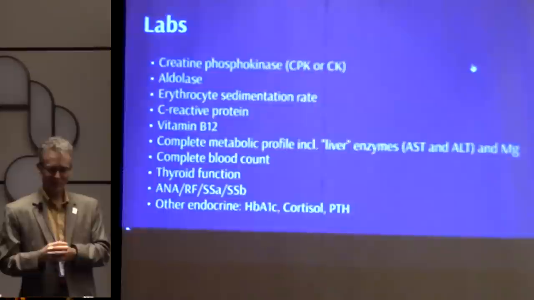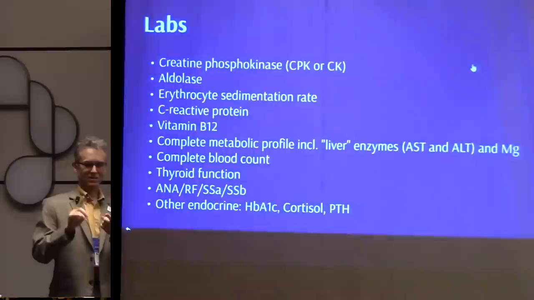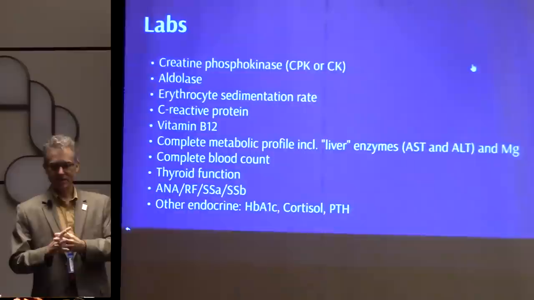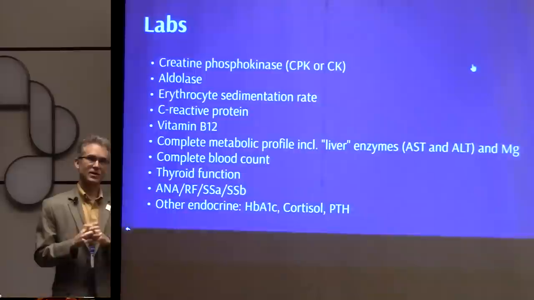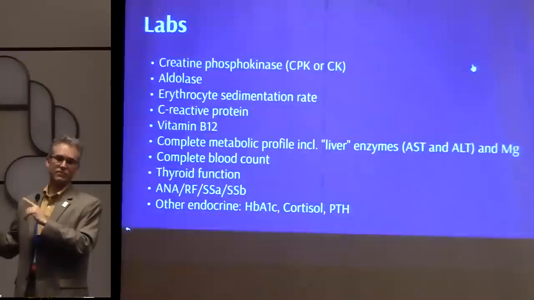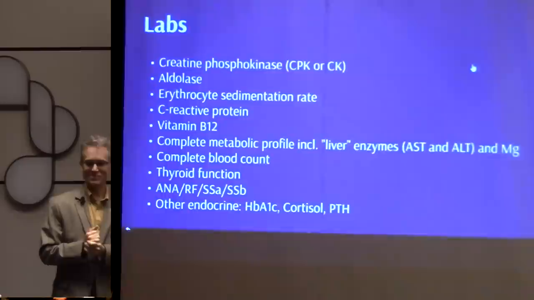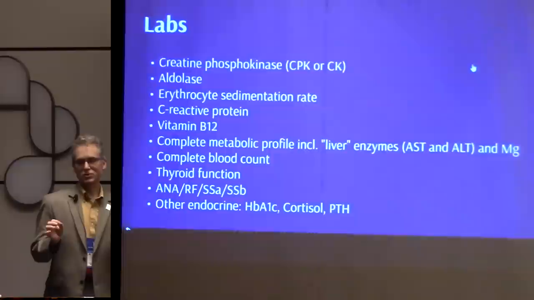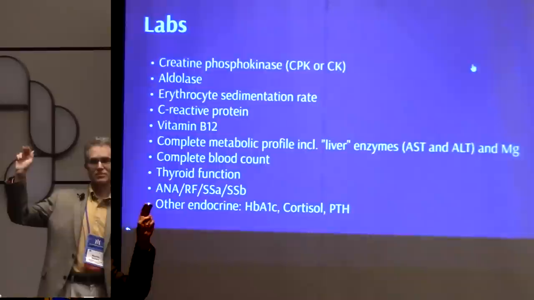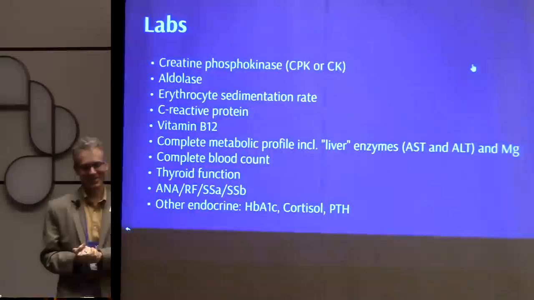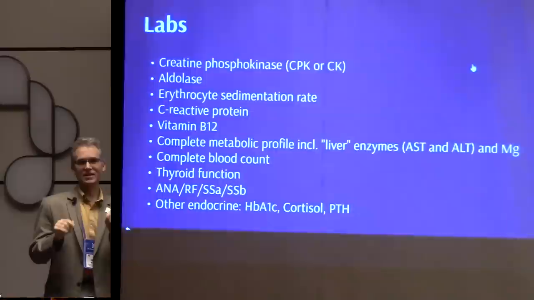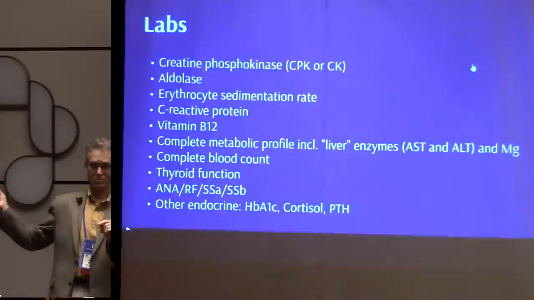A complete metabolic profile is that basic thing of sodium, potassium, chloride. And then there are what are sometimes called liver enzymes, AST and ALT. If I call them liver enzymes, I'm going to forget that these are very much like the CPK and the aldolase. I can't even tell you what they stand for. I've had a couple of patients who actually had a liver biopsy because their liver enzymes were high. And it turns out the liver looks great and was normal, because the AST and ALT are not just liver enzymes. They're called transaminases, and they can come from muscles being damaged too.